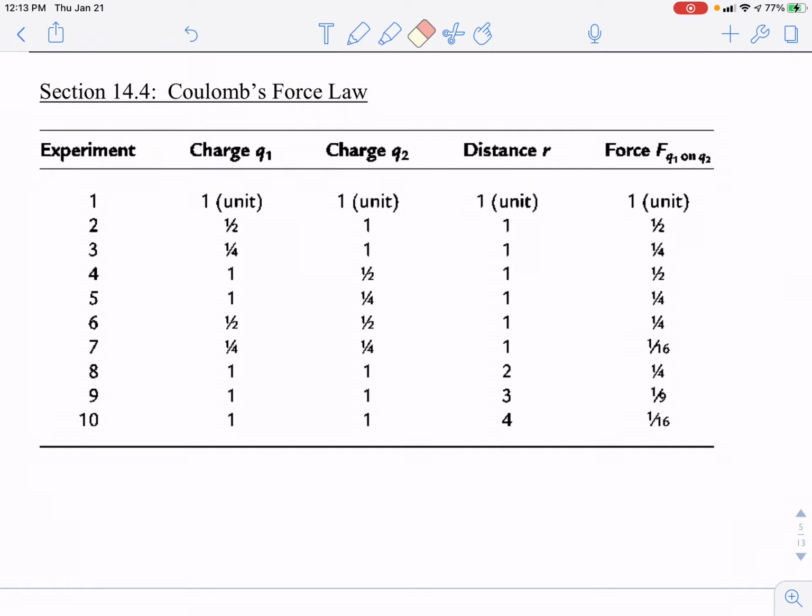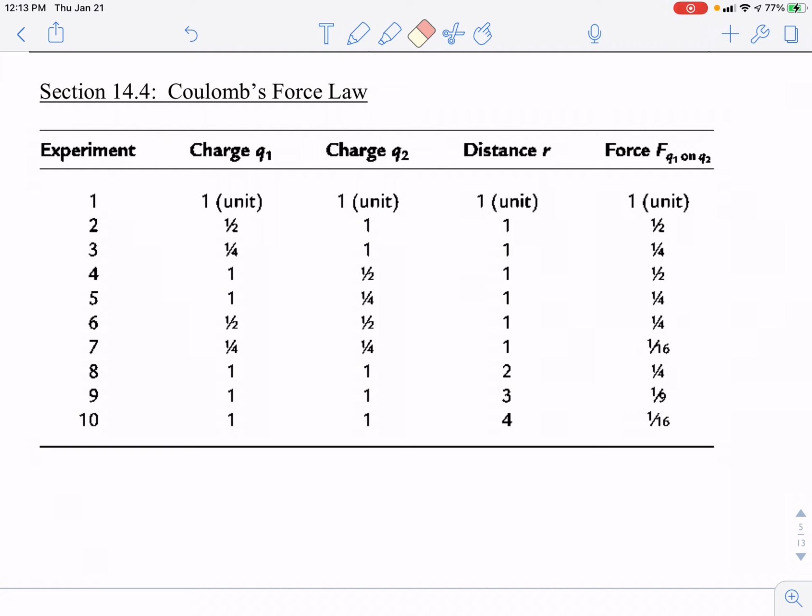The second column represents charge 1, the third column represents charge 2, the fourth column is the distance between the charges, and the force of interaction between those two charges is seen with the last column. We can see with row number 1, that is the original baseline set of data, where 1 unit of charge interacts with 1 unit of charge 1 unit distance away to create 1 unit of force.